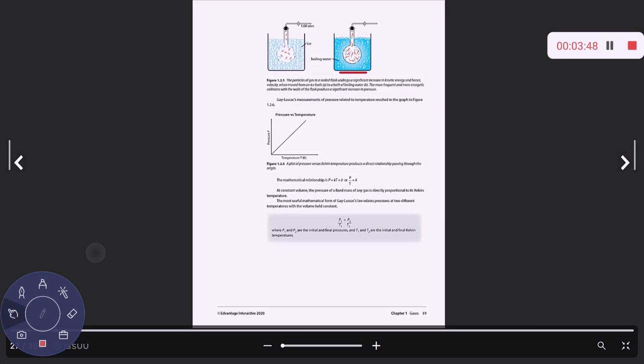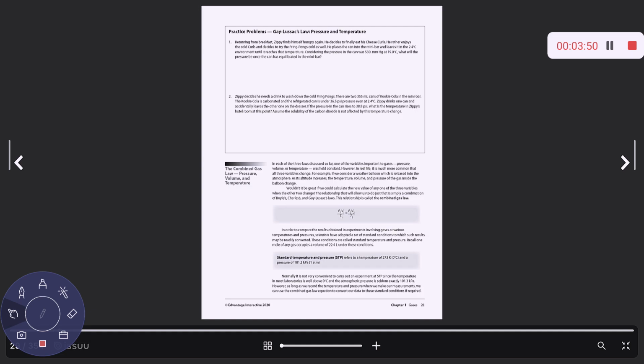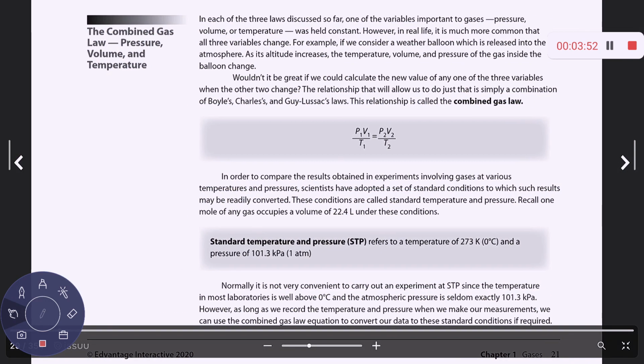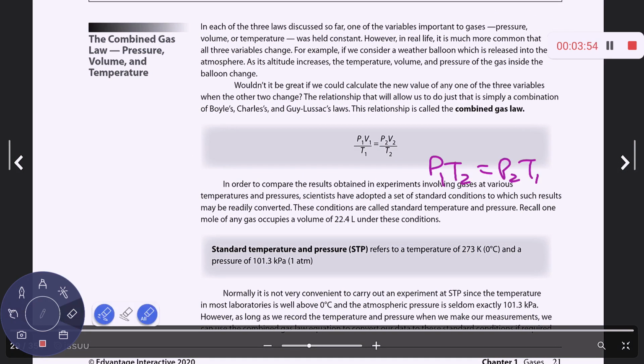combined gas law. So let's come over here to the combined gas law. So Boyle's, Charles, and Gay-Lussac's laws together are the combined gas law. It looks like this. I would recommend cross-multiplying before you put any numbers into the equation.